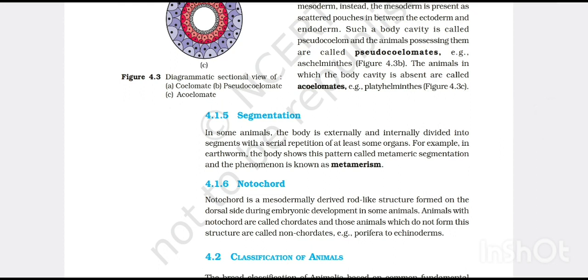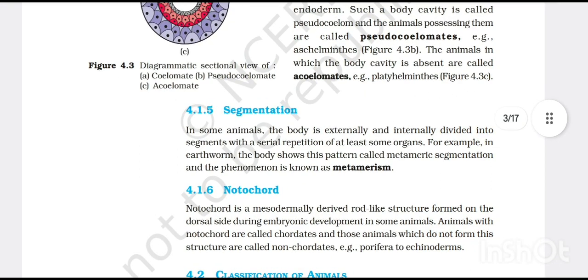Then segmentation. In some animals, the body is externally and internally divided into many segments with a series of repetition of at least some organs. For example, in earthworm, the body shows this pattern called metameric segmentation, and the phenomenon is called metamerism. Their body is divided into many segments.